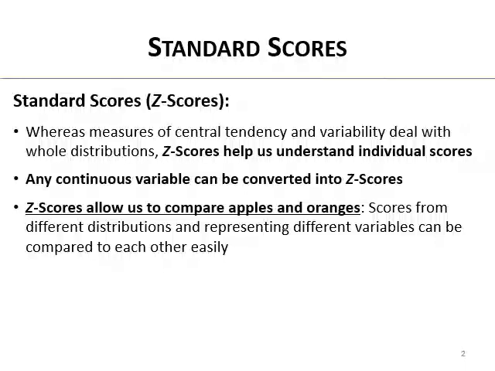How about that? In that they allow us to compare things that are really different, apples to oranges. So you can quickly look at z-scores of things from very different distributions, very different variables, and you can instantly know if someone's high or low and how high or how low just by looking at a single score relative to the rest of the distribution.